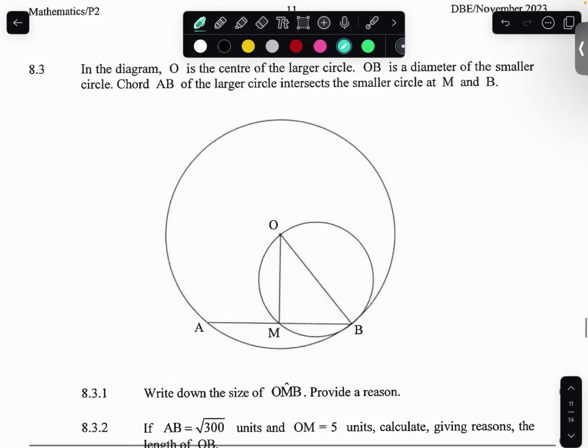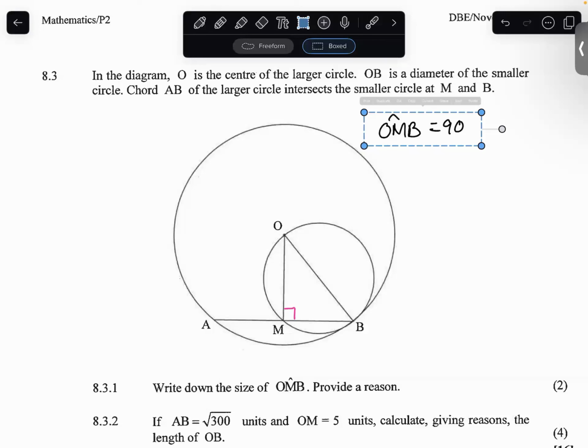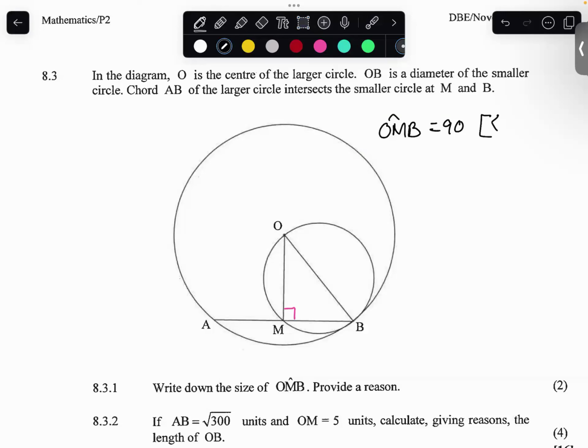All right, okay. In the diagram, O is the center of the larger circle. OB is a diameter of the smaller circle. I'm going to stop. When I say OB is the diameter of the smaller circle, immediately I know that this diameter subtends a 90-degree angle at the circumference. So I know that OMB is 90. And I'm going to make the statement the second I put it in my diagram. OMB is equal to 90. And your reason is angles in a semicircle. Right, so that's 90.